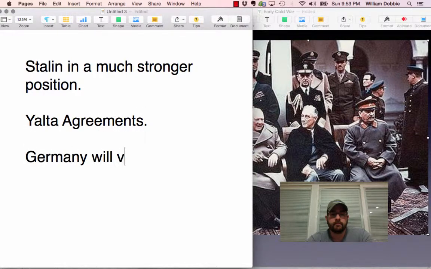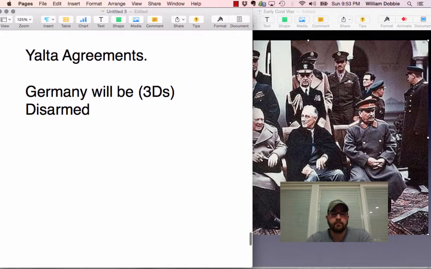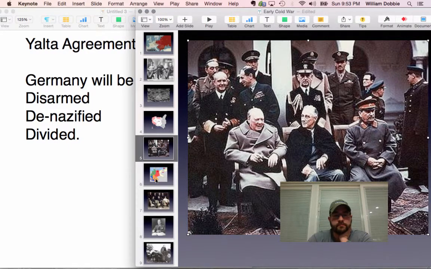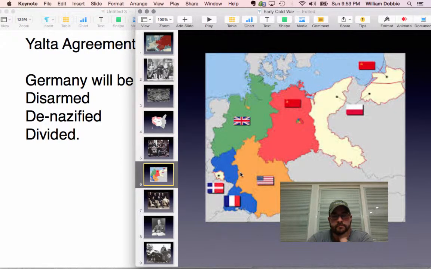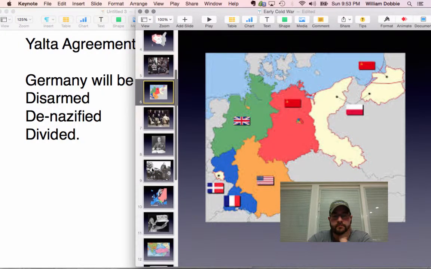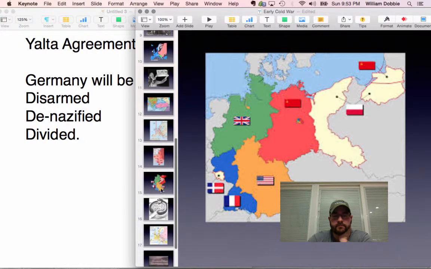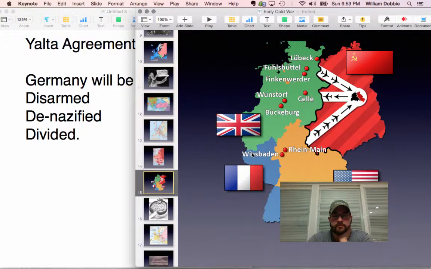Germany will be, these are the 3 Ds, disarmed. They will lose their military again. Germany will be denazified. We're going to wash those Nazis right out of Germany. And Germany will be divided into 4 zones of occupation, with the Americans and the British and the French controlling the western portion of Germany, and the Soviet Union controlling the eastern portion of Germany. But these divisions were meant to be temporary. This is not a permanent blowing up of the German Republic, right? This is a temporary division.